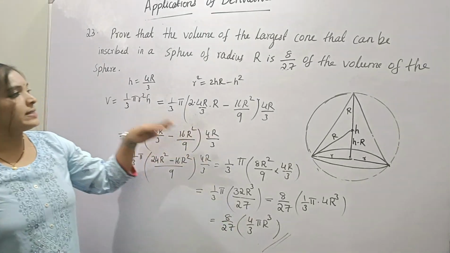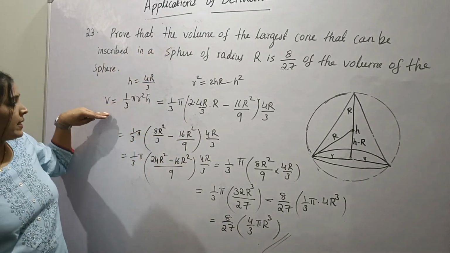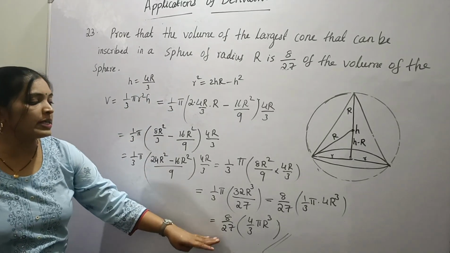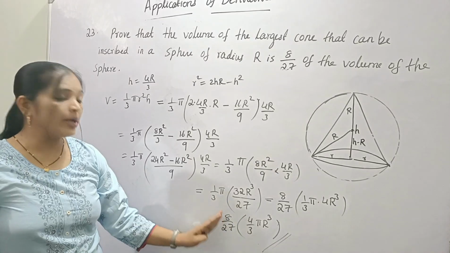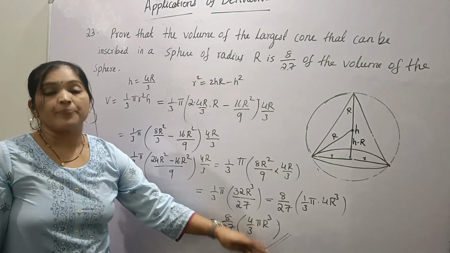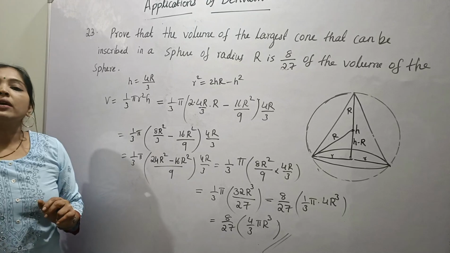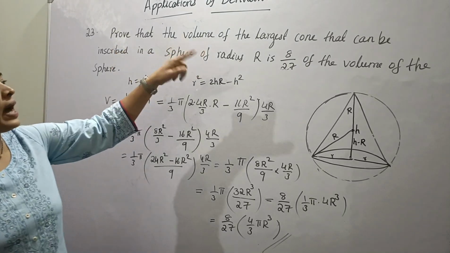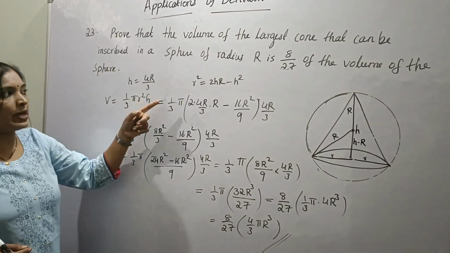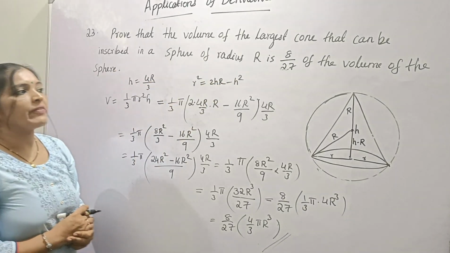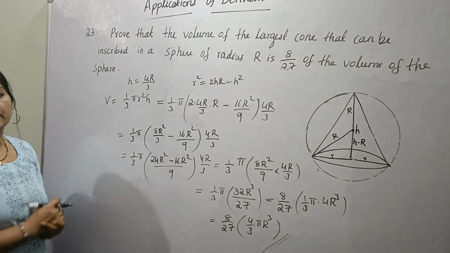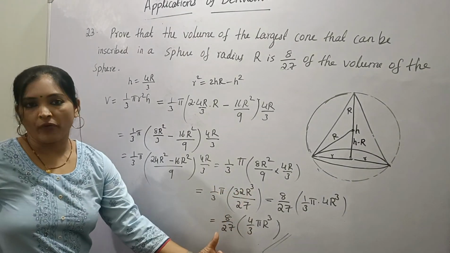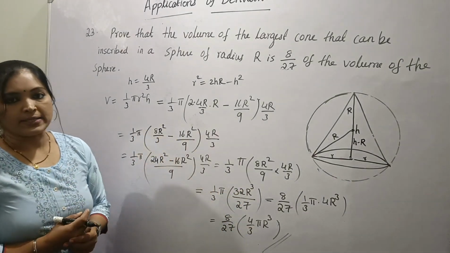So we have got the volume of the cone, right? So volume of the cone is equal to 8/27 into 4/3, that is 8/27 into volume of the sphere when volume of the cone is maximum. Okay, that is the question. See, prove that the volume of the largest cone that can be inscribed in a sphere of radius r is 8/27 of the volume of the sphere. So here we have proved it. That is, volume of the cone is equal to 8/27 into volume of the sphere when the volume of the cone is maximum.